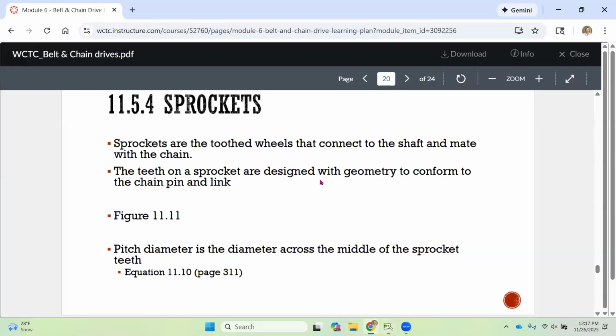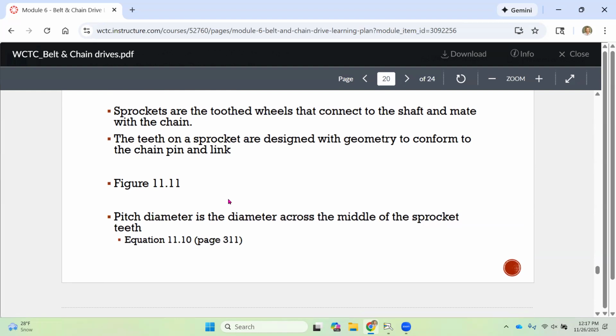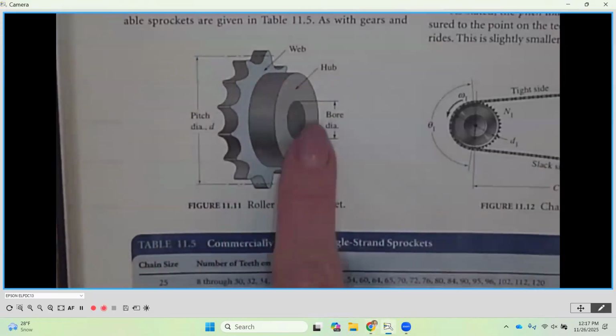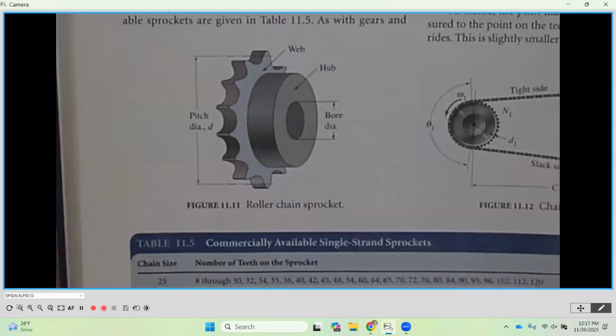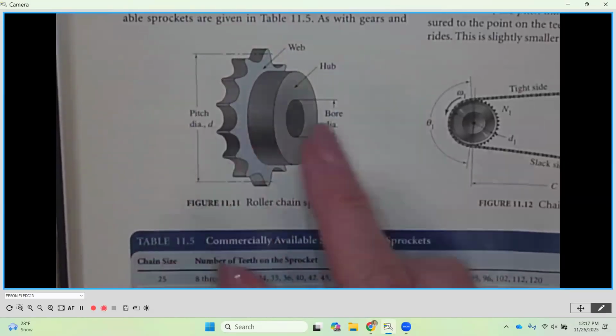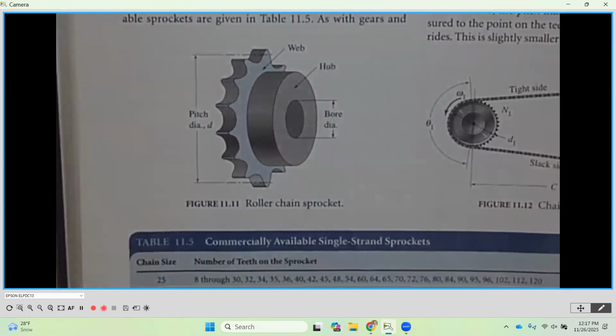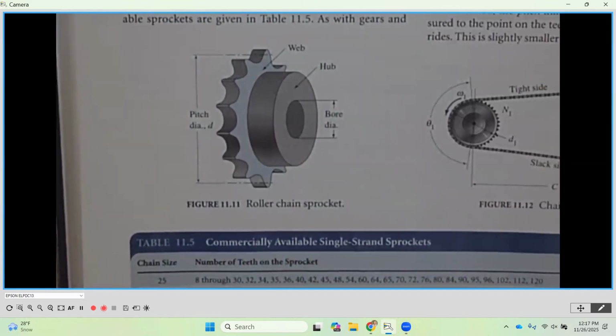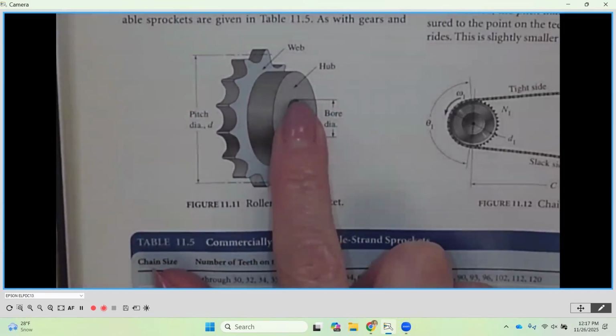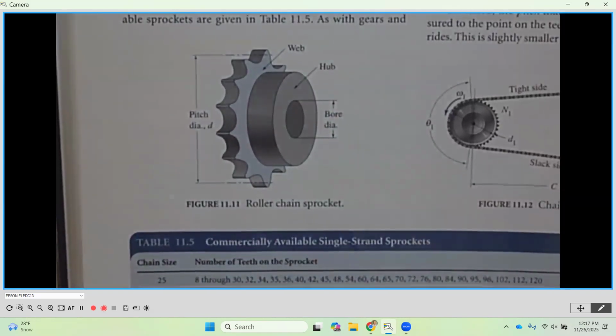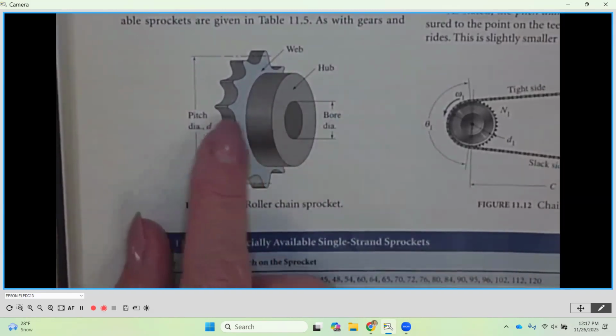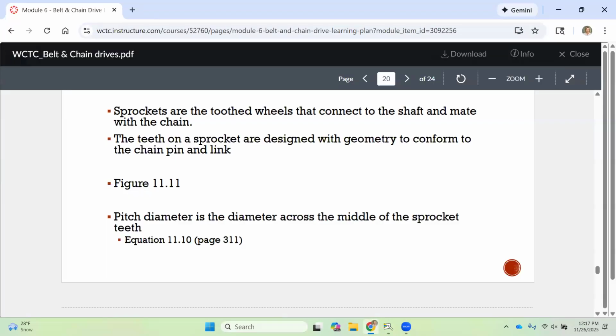Look down here. The teeth on the sprocket are designed with geometry to conform to the chain, pin, and link. If we look at figure 11-11, which we just did, you're also going to notice that not only does it have teeth, but a lot of times it has a hub. And all that does is it lengthens out the amount of distance that we're going to connect to the shaft that we're going to be putting through there. Many times we're also going to have a key that's going to keep it at the same rotational speed of whatever shaft it's mounted to. So sometimes we want that longer so that we can get a longer key in there and design for that.